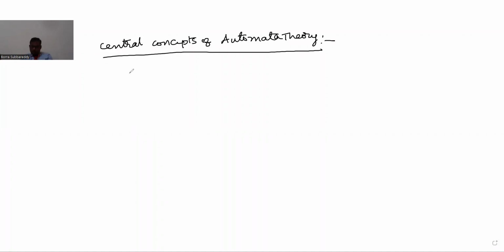In this lecture, I am going to explain the central concepts of automata theory. In previous sessions, we have already learned what the components of a finite state machine are. The basic central concepts, that means the first and foremost concepts in automata theory, are alphabets, strings, and languages.